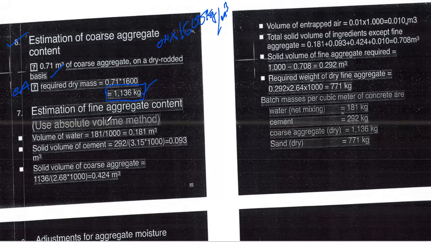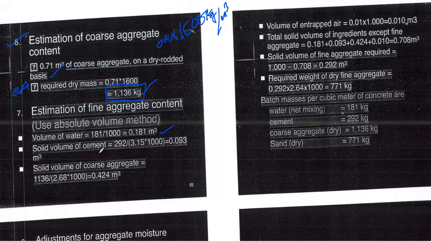So to calculate the fine aggregate amount, you calculate the water content. This would be 181, right? This is in kg. But if you want to convert it into per meter cube, you can divide it by 1000, because 1000 kg equals 1 meter cube, right? Okay. So then you converted it this way.